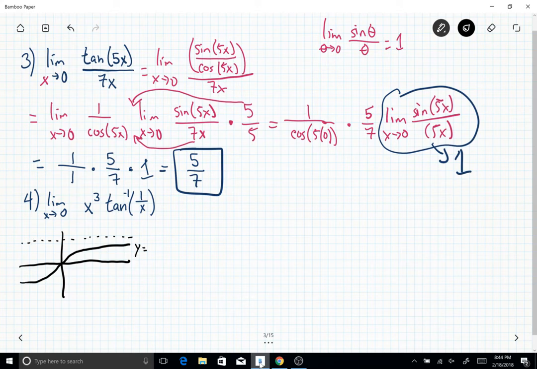If you have the function y equals arctangent of x, which is what we have here, you have a top bound and a bottom bound of the function. So it's bounded between pi over 2 and negative pi over 2. So notice if we have some function arctangent of 1 over x, it's still bounded between negative pi over 2 and pi over 2. And that's what we're going to work with here.